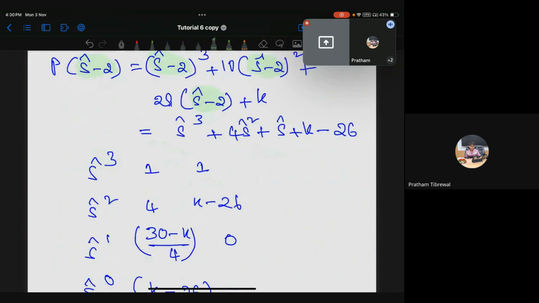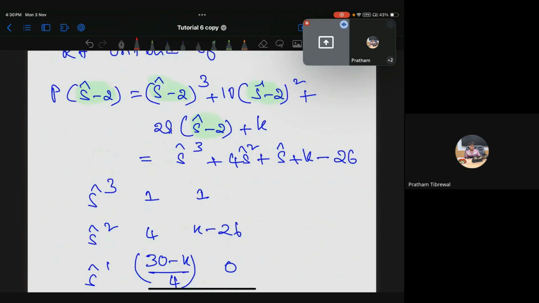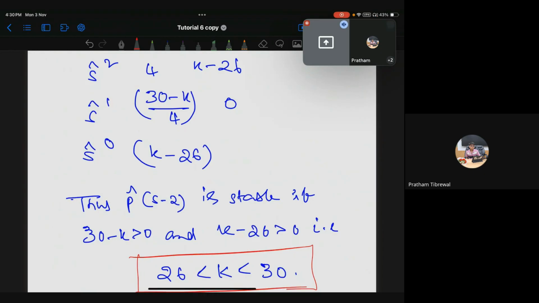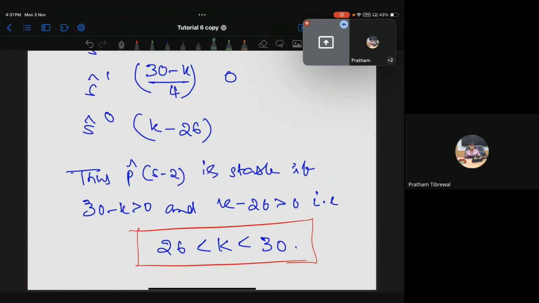Makes sense. The entire equation is now in terms of s cap, not s, and we will form the table according to s cap. We solve the problem and find the range of k. When k is between 26 to 30, we will get all poles on the left side of s equal to minus 2.